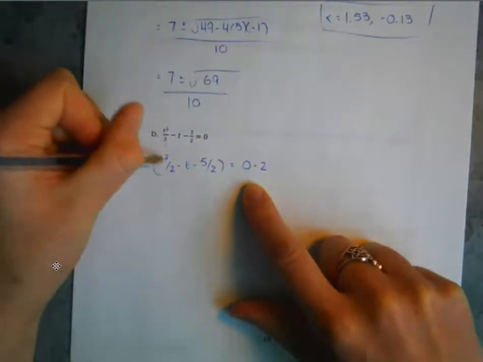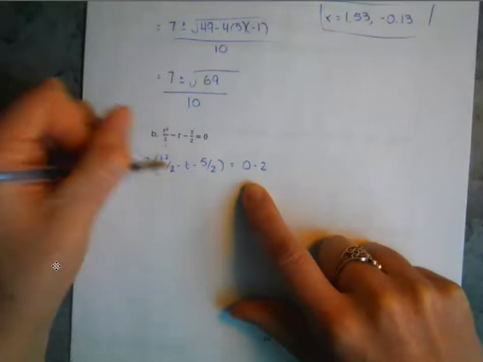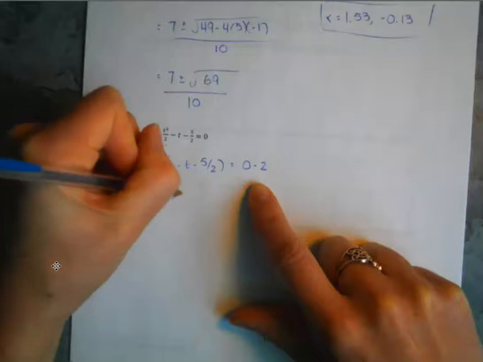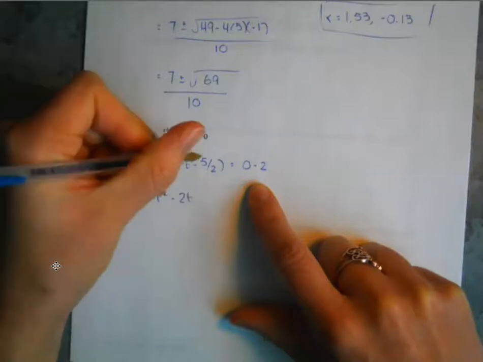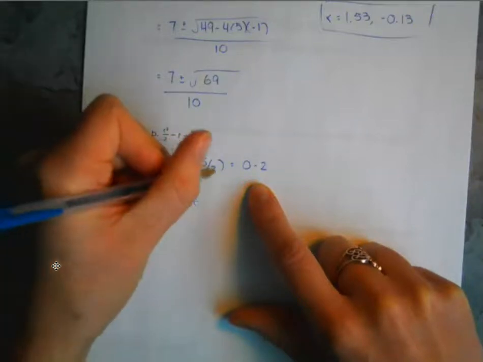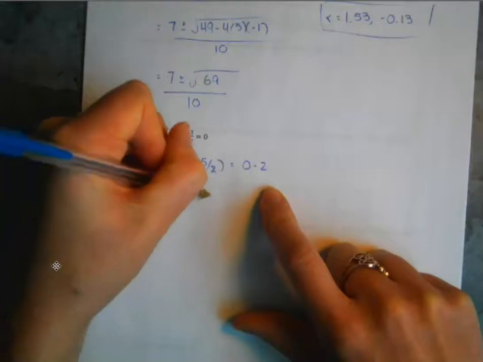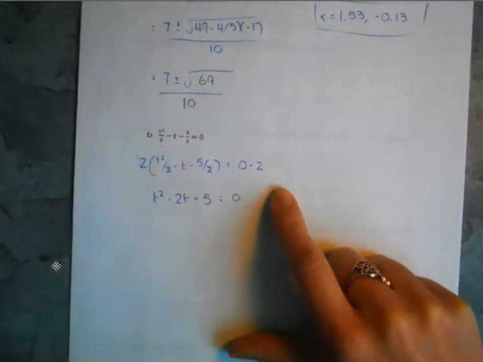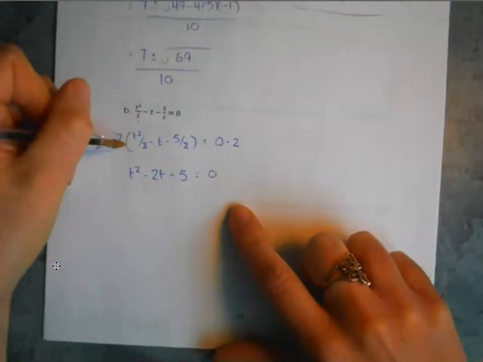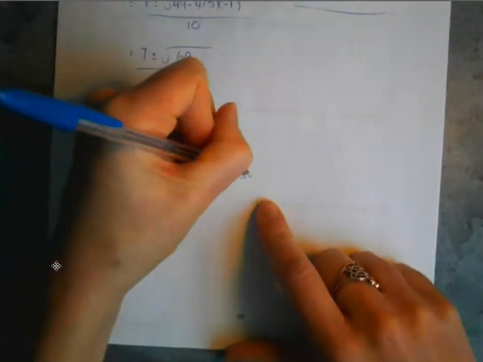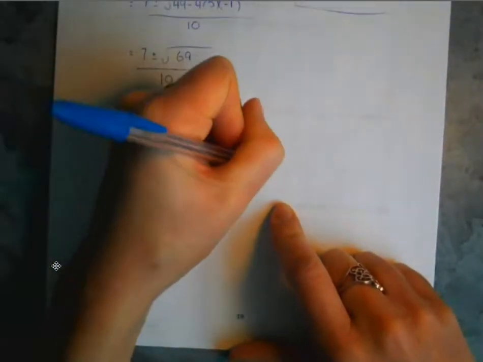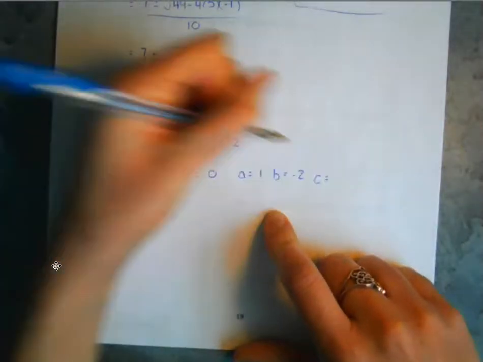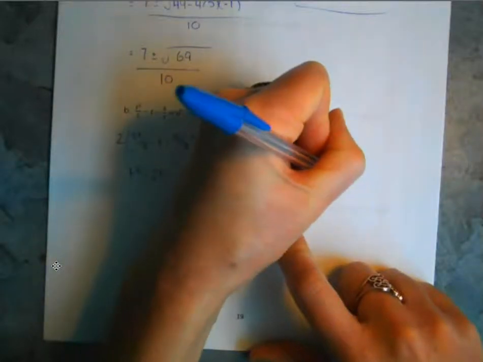So 2 times t squared over 2 eliminates the 2, so we're left with t squared. 2 times negative t gives us negative 2t. 2 times negative 5 over 2, again, just eliminates the 2. So we have minus 5. And then 0 times 2 is still just 0. So now we have a bit of an easier set of values to work with. A is equal to 1. B is equal to negative 2. And C is equal to negative 5.